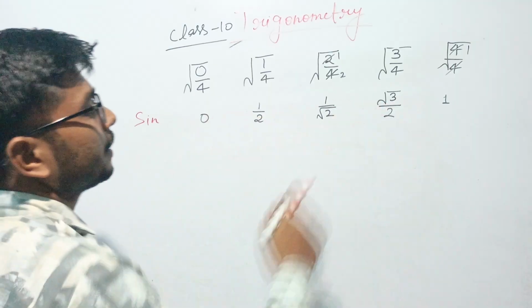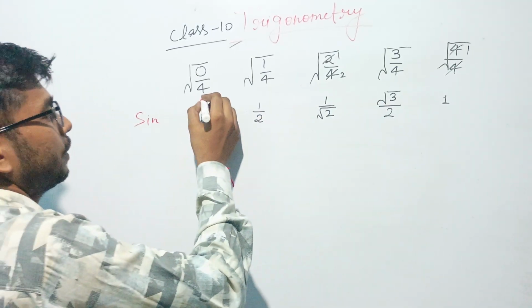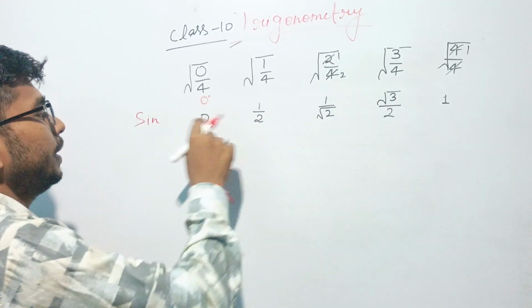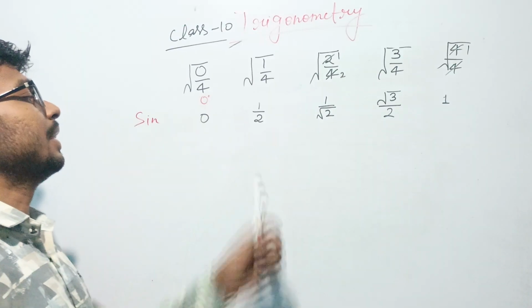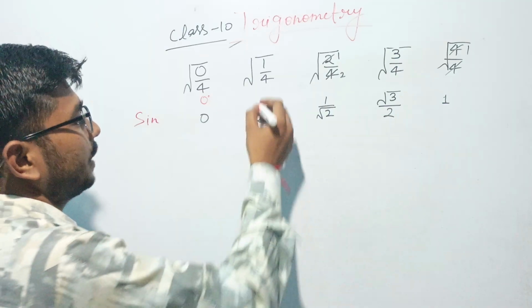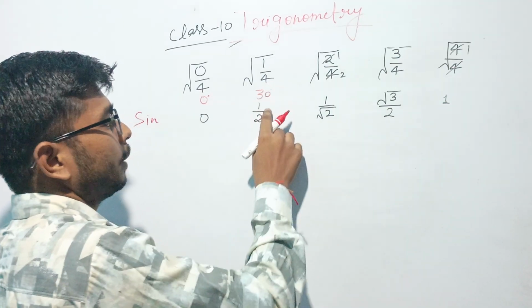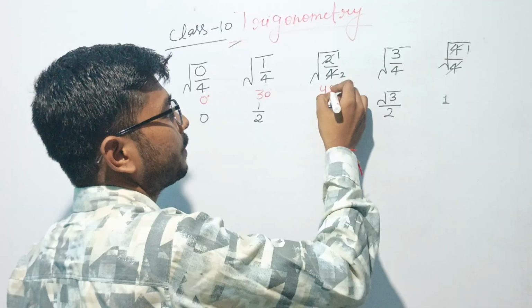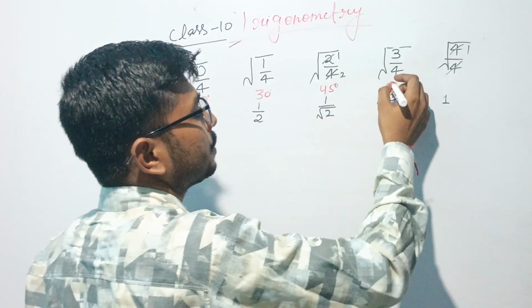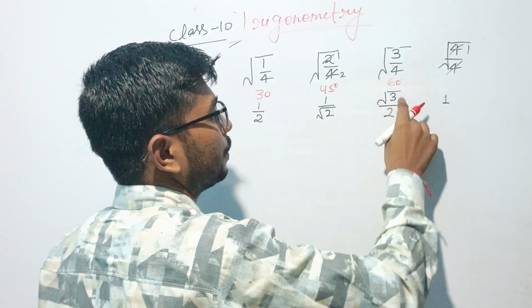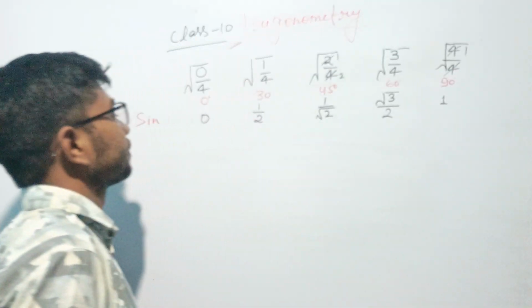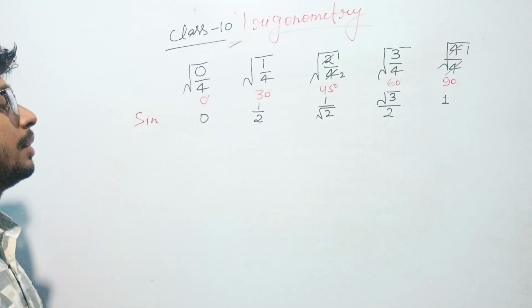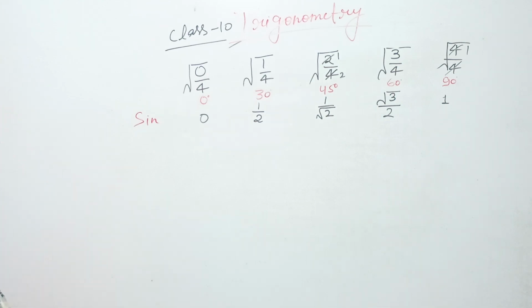And what are these with different angles? So value of sine 0 degree is 0. Then sine 30 degree is 1 by 2, sine 45 is 1 upon root 2, sine 60 is root 3 by 2, and sine 90 is 1. Then how to find cos?